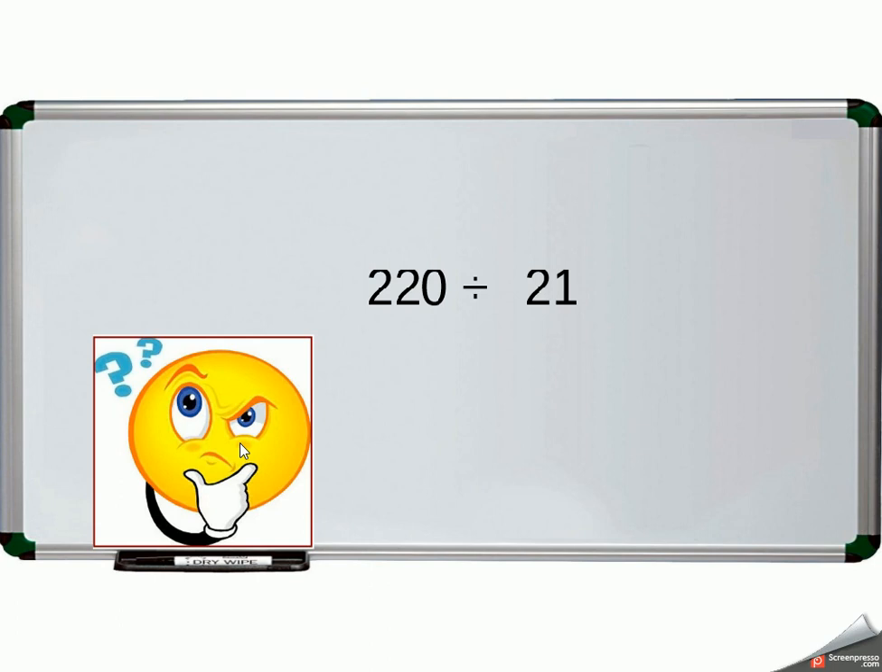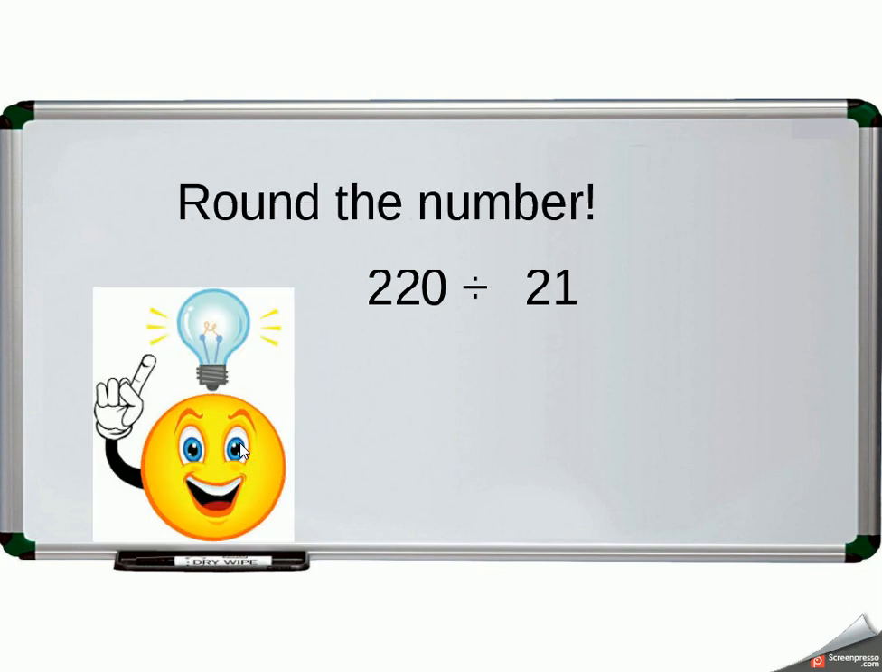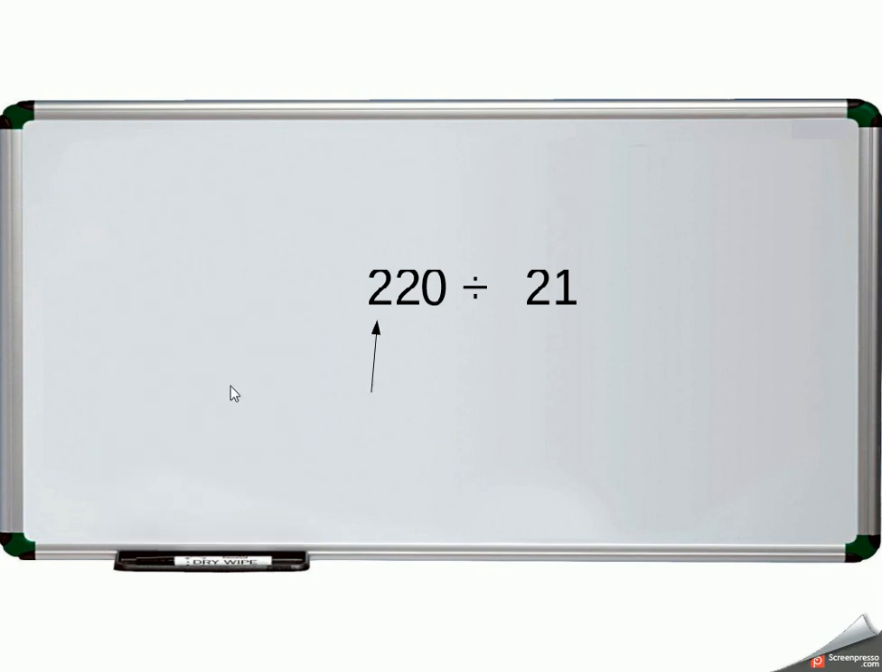Let's have a look at another one. 220 divided by 21. Oh, weird numbers here. So can we change it at all? Well, I'm going to round the numbers. First of all, I'm going to round it to the hundreds column, because if I'm working in hundreds, it'll be a nice number to work with.